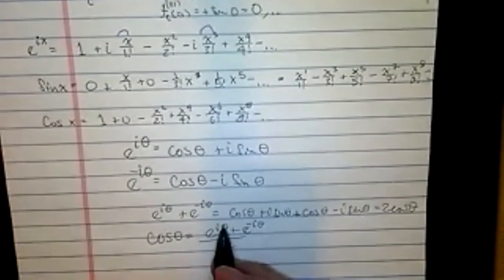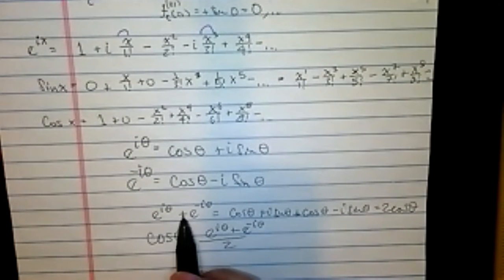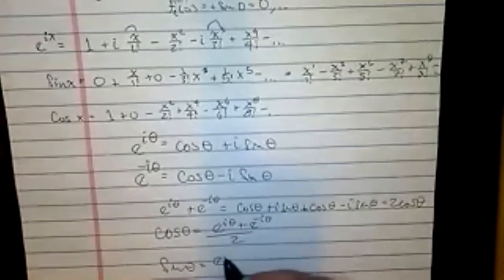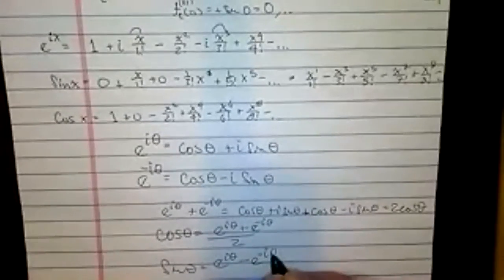And in fact, you can do a similar process. This time, instead of adding, you subtract them, and you would find that sine of theta is equal to e to the i theta minus e to the negative i theta. And this time you have to divide it by 2i.